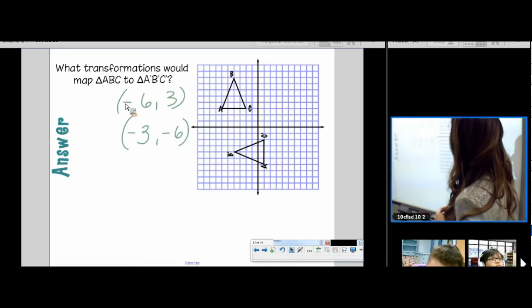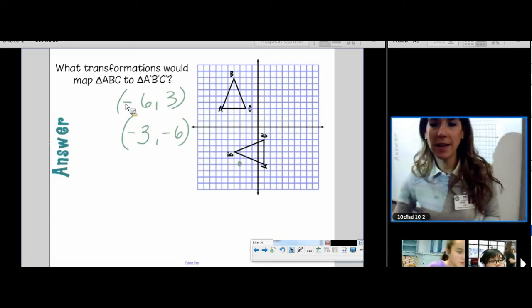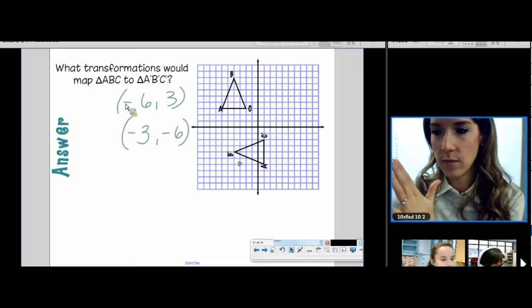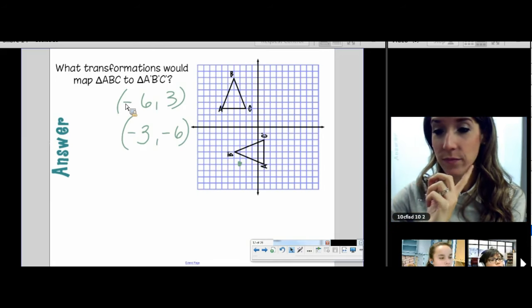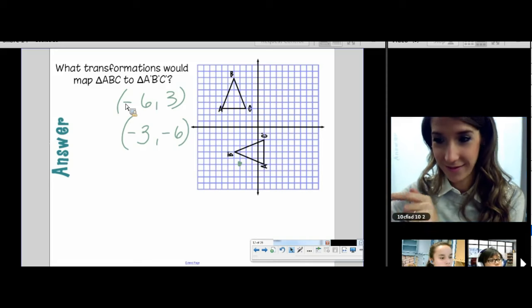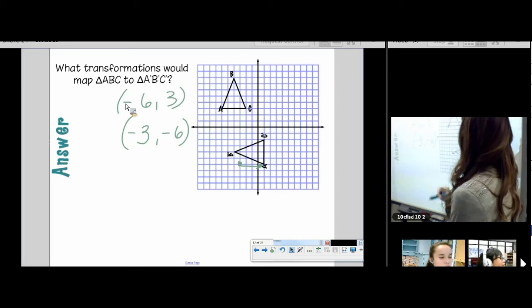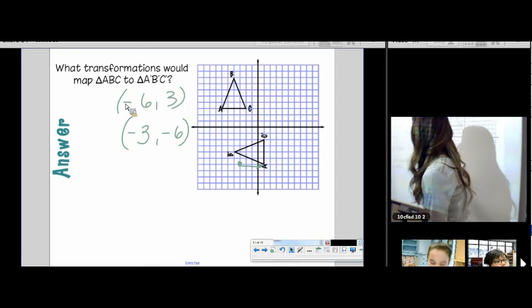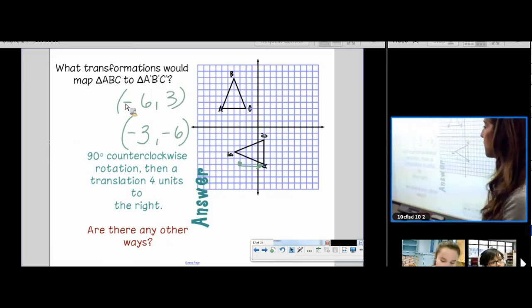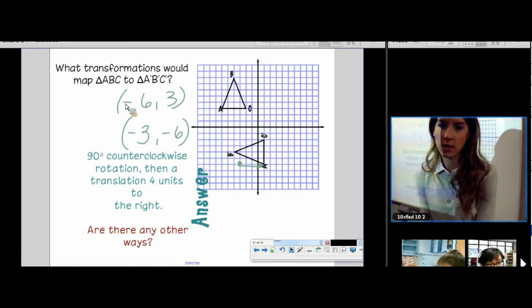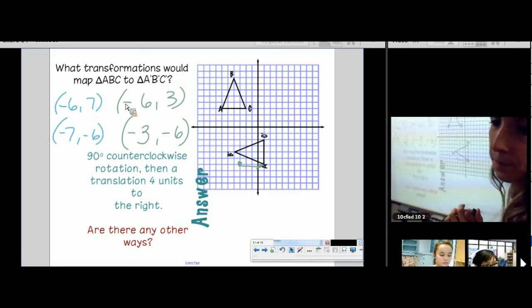1, 2, 3, 1, 2, 3, 4, 5, 6. And then what would we need to do to get it to the real A prime? Translate it. Right. 4. Right? It needs to move this way a little bit. So the answer is, it's a 90 degrees counterclockwise rotation, then a translation 4 units to the right. Can't do it that way.